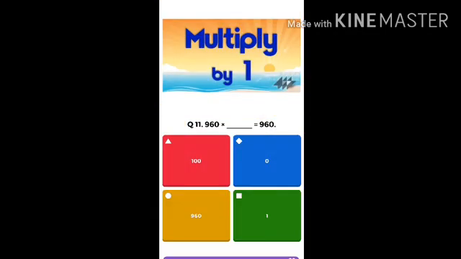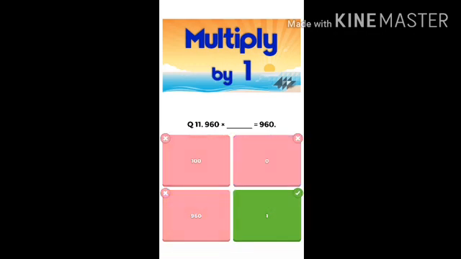960 multiplied by dash is equal to 960. Here you can see the number to be multiplied and the product are the same. How do you get the same number as product? When you multiply the number by 1, the product is always the number itself. So the answer is 1.